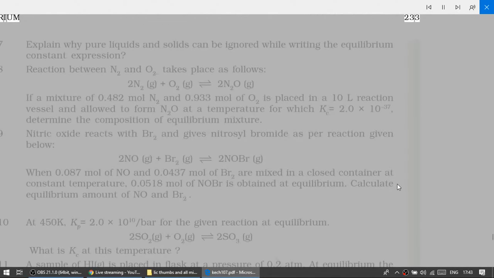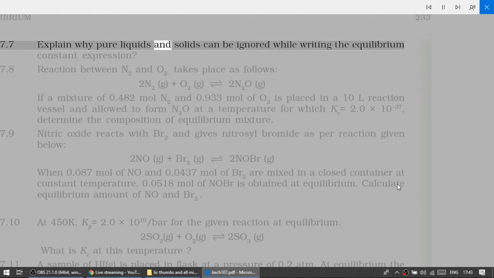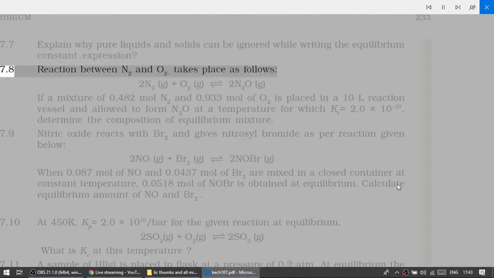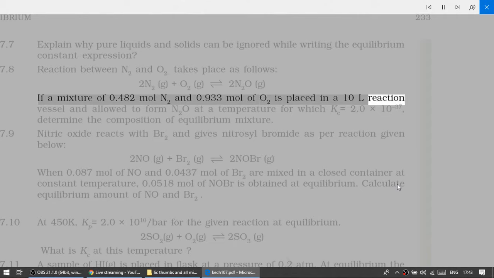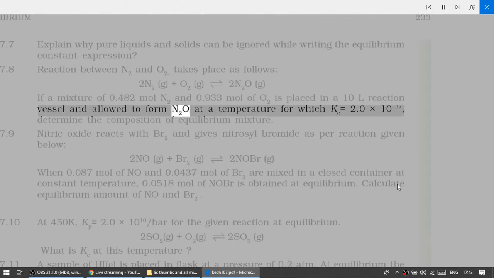233 Equilibrium. 7.7 Explain why pure liquids and solids can be ignored while writing the equilibrium constant expression. 7.8 Reaction between N2 and O2 takes place as follows: 2N2(g) + O2(g) ⇌ 2N2O(g). If a mixture of 0.482 mol N2 and 0.933 mol of O2 is placed in a 10 L reaction vessel and allowed to form N2O at a temperature for which Kc = 2.0 × 10^-37, determine the composition of equilibrium mixture.